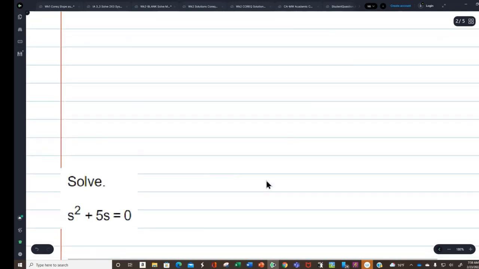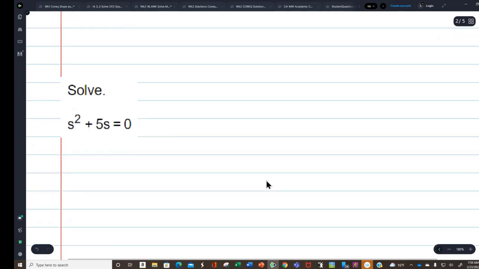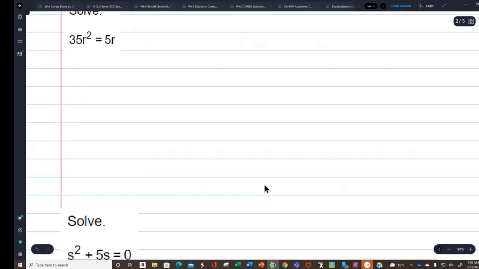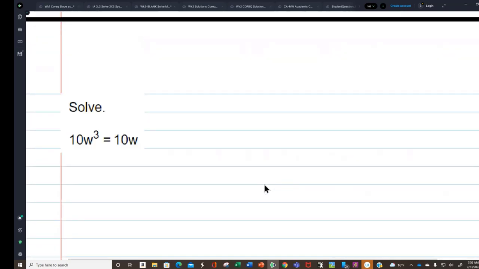Now we're dealing with two terms. These are quadratic, well, this isn't. This is a cubic equation. Ooh, it's not even quadratic, it's cubic. Help, help.